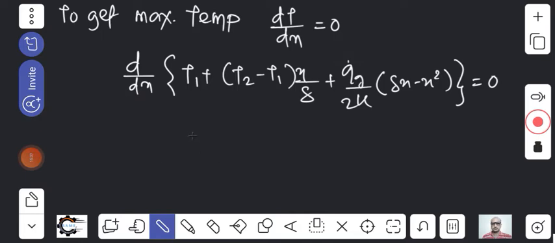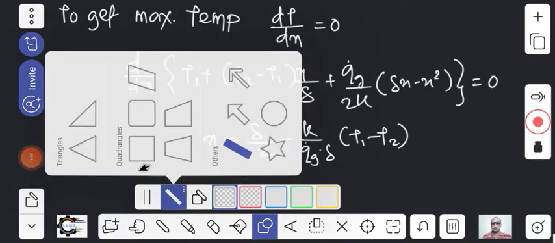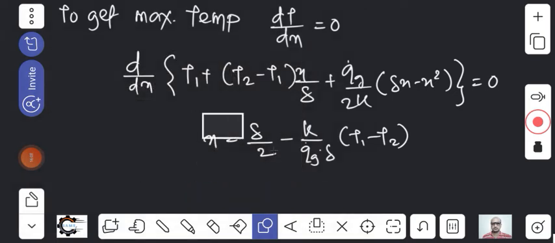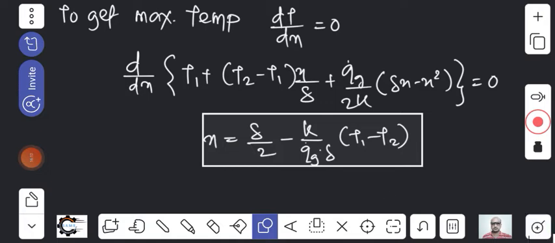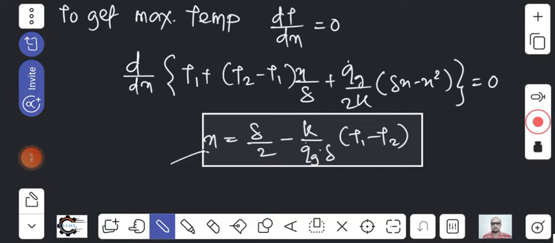I will write it directly, the differentiation part I will leave to you guys. So the x distance I will get is x is equal to delta by 2 minus k by Q dot gen into delta, times the temperature difference (T1 minus T2). Let me put it in brackets. So this is the location where I will get the max temperature, right? Once I get this, at this location, my T is T max, okay?